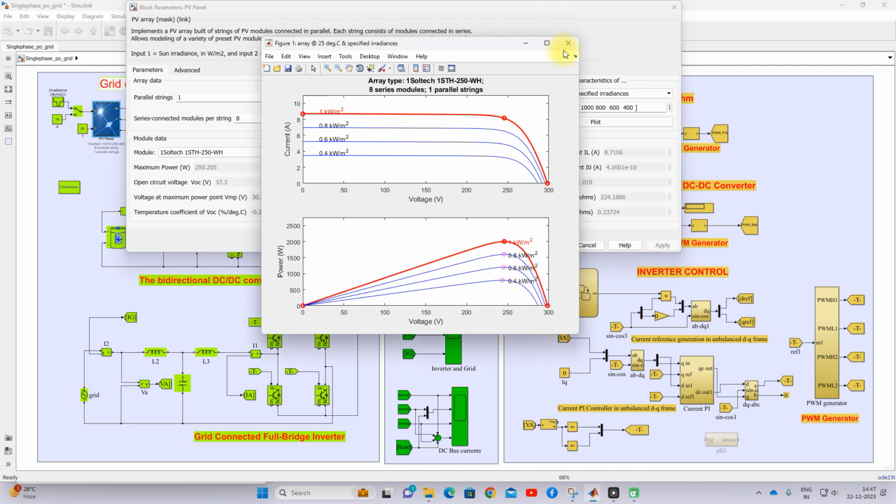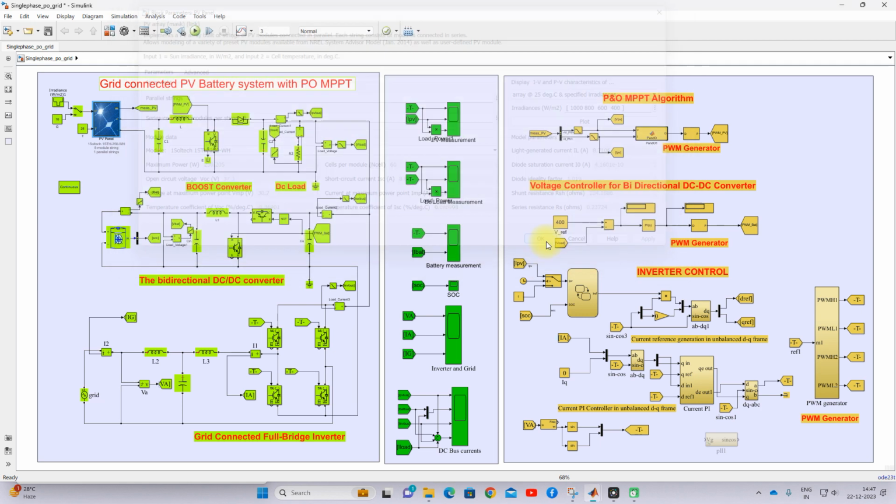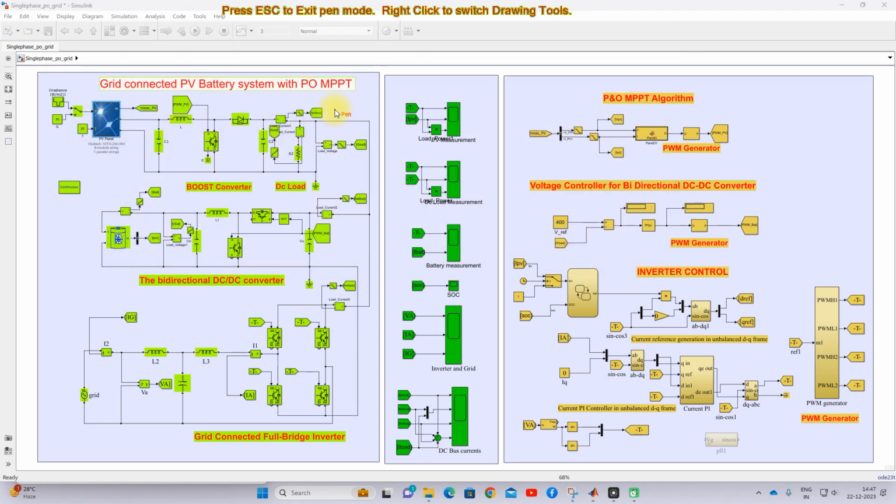So how do we apply that concept here? Here you will see the PV array will be connected to the DC bus. So this is a DC bus, and it will be connected via the boost converter. So this is a boost converter. This boost converter will be controlled by means of this PO MPPT. Here we need to measure the PV parameters, that means the PV voltage and current.